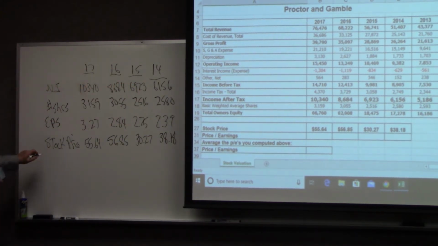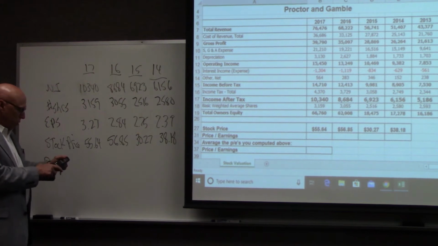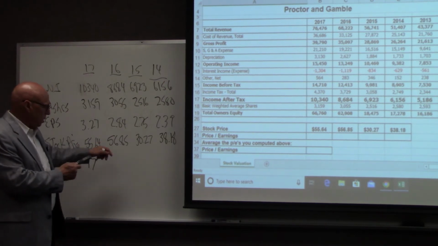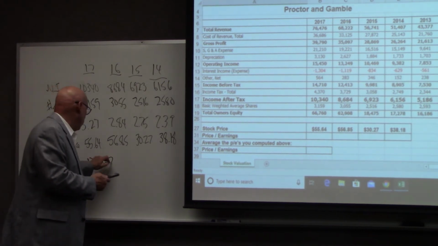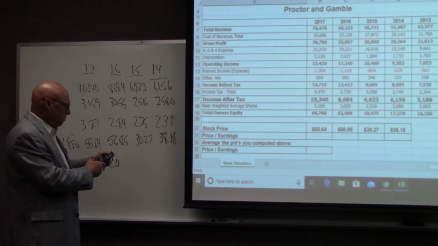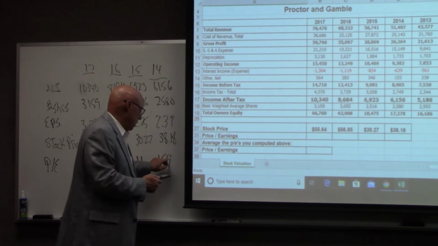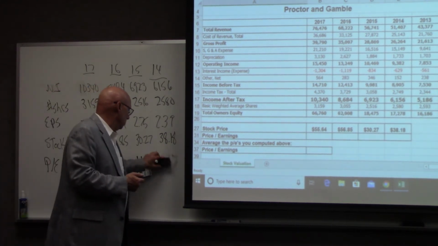All right, so let's find the PE. So the PE is the stock price, 55.64, divided by earnings per share. So 55.64 divided by 3.27 is 17. And then 56.85 divided by 2.84, 20. And $30.27 divided by 2.75, 11. And $38.18 divided by 2.39, and we have 15.97. Let's round that up, call that 16. Ooh, that's a mess.